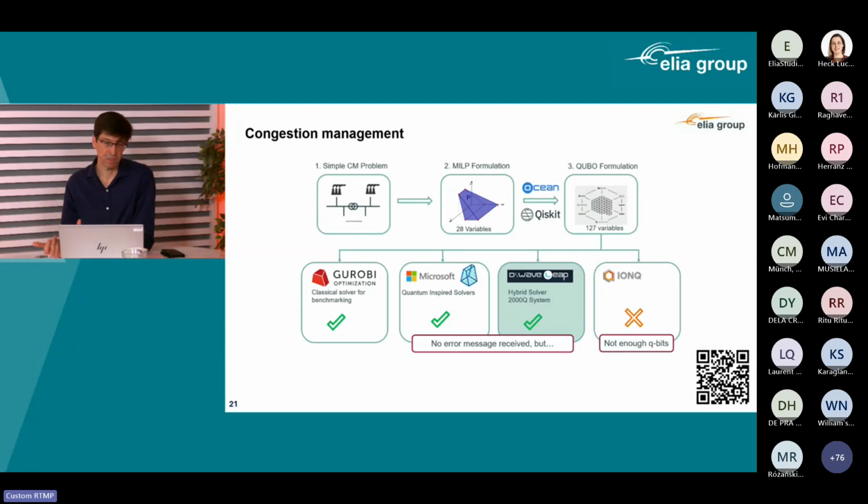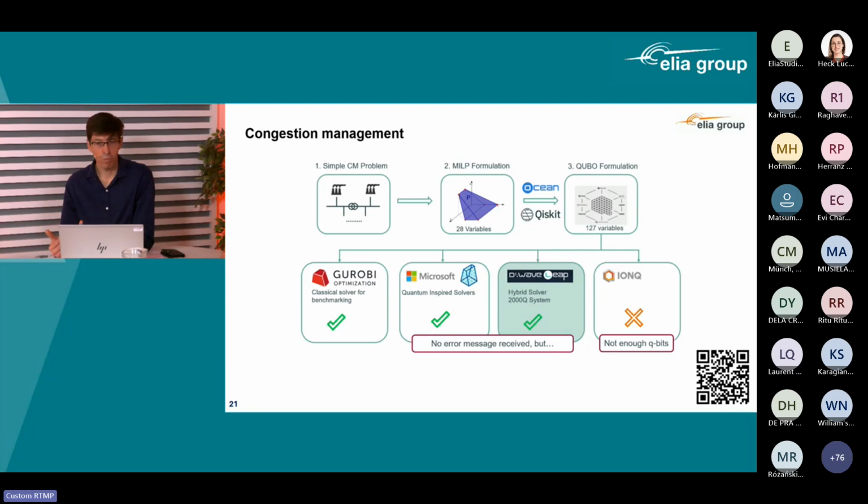Why Gurobi? It's a classical solver that we use today, but we wanted to see if the answer we obtained from the QUBO was the same we obtained from the MILP. This was the case, meaning that we didn't change the semantic of the problem. And then we tried on IonQ. This was not possible because we didn't have enough qubits. And we tried with Microsoft quantum-inspired solvers and with the D-Wave quantum annealer.